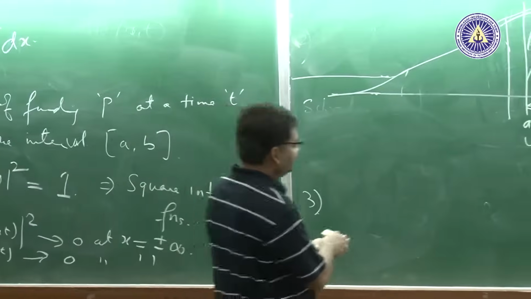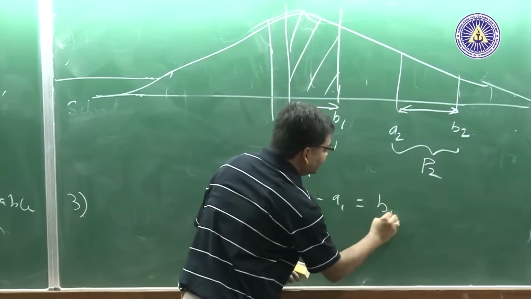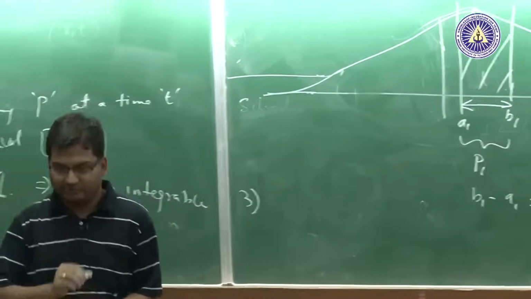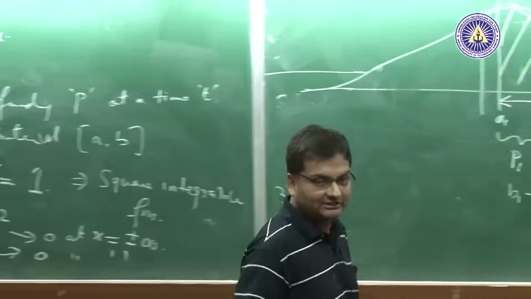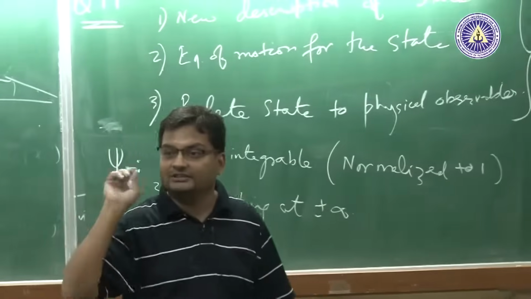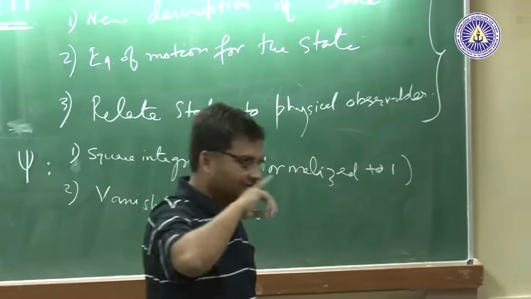Okay, so let me just say that B1 minus A1 is equal to B2 minus A2. Then the question is valid, otherwise the question has ambiguity. So, my friend there, I will ask again, okay. What is the answer? Sure? Okay. Which one is larger?